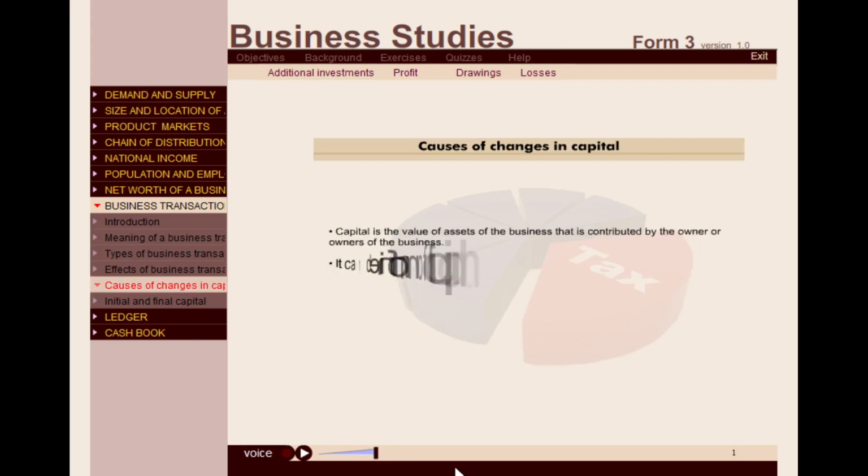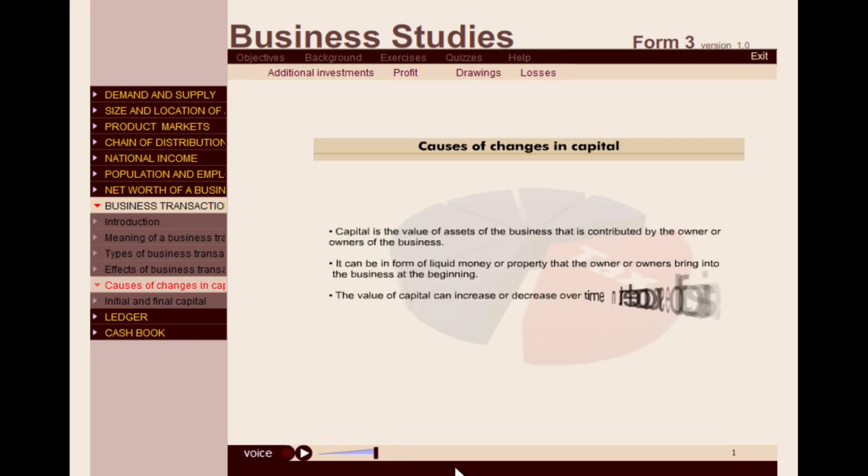Causes of changes in capital. Capital is the value of assets of the business that is contributed by the owner or owners of the business. It can be in form of liquid money or property that the owner or owners bring into the business at the beginning. The value of capital can increase or decrease over time in the course of business activities. Some transactions increase the capital while others reduce it.